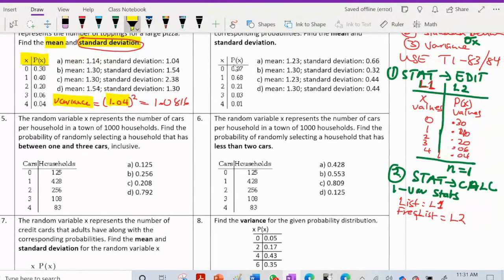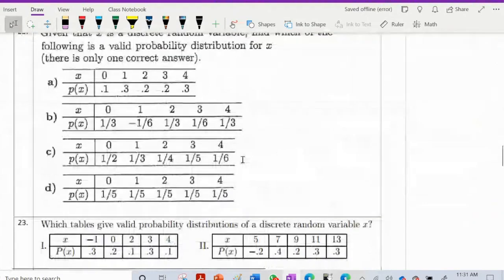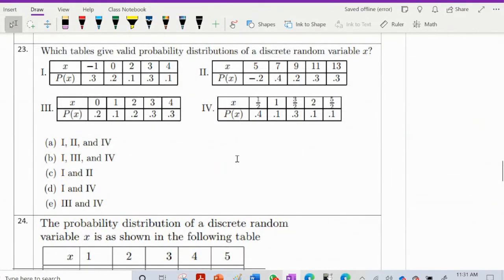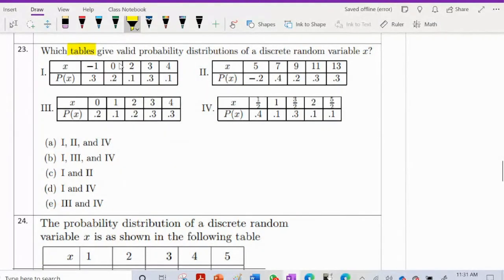Now, also, when you are given a probability distribution, another question could be, by the way, let me show you here. You could be given something like this, and then they ask which tables give a valid probability distribution. When they ask that, they're asking which one satisfies the two properties of a probability distribution.